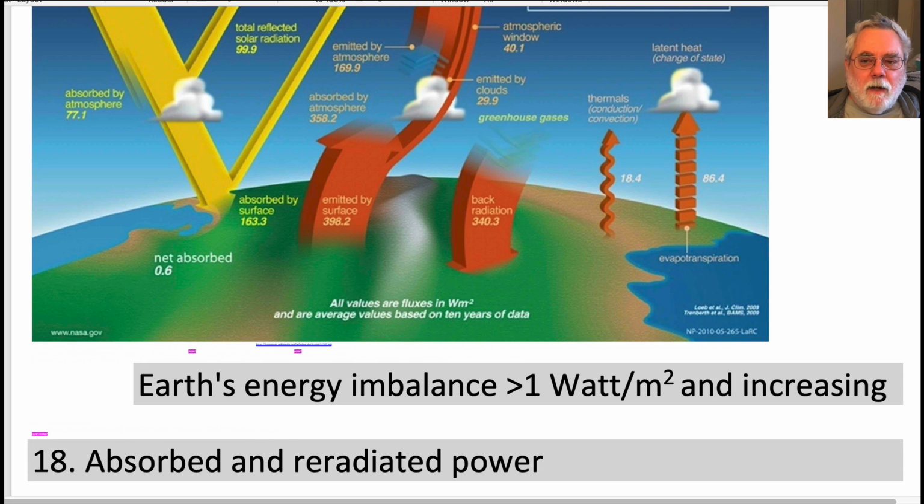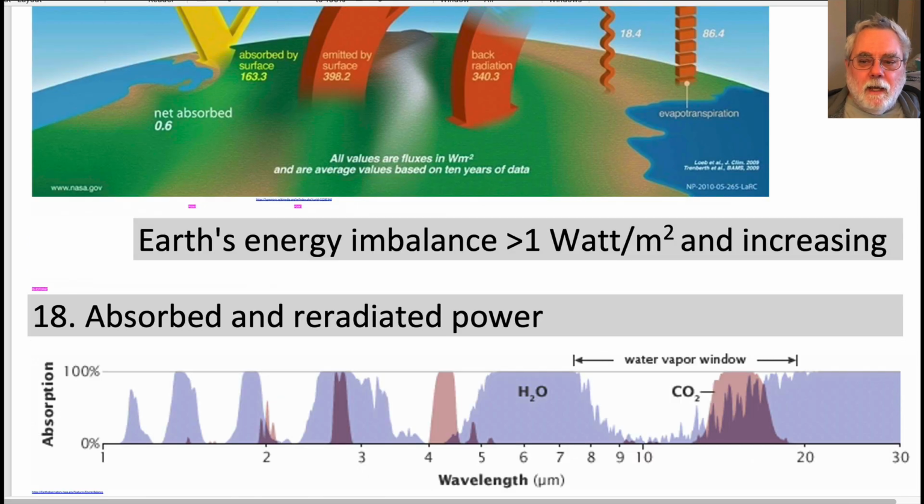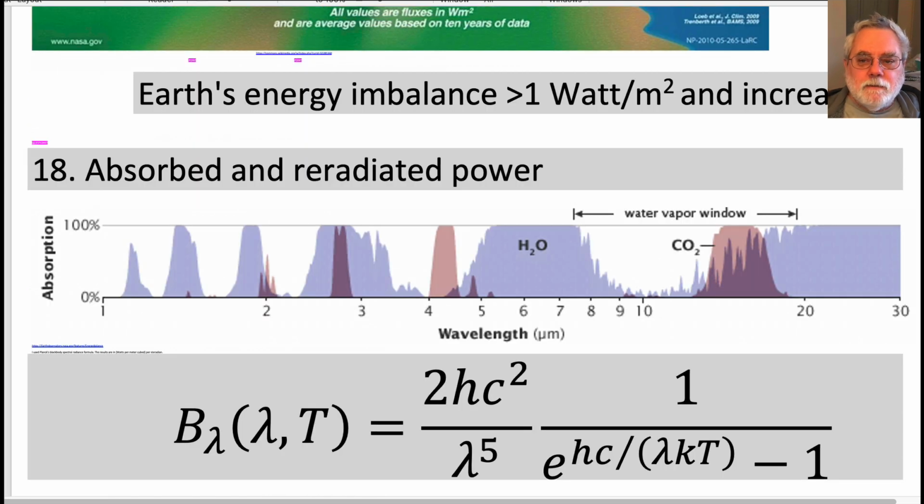absorbed and reradiated power. I cannot calculate Earth's energy budget imbalance or radiative forcing with simple physics and math, but we can calculate the thermal power available to be absorbed and potentially reradiated by the 13 to 14 micron wing of carbon dioxide's 15 micron band, with which we will have become familiar. I used Planck's blackbody spectral radiance formula. The results are in watts per meter cubed per steradian.